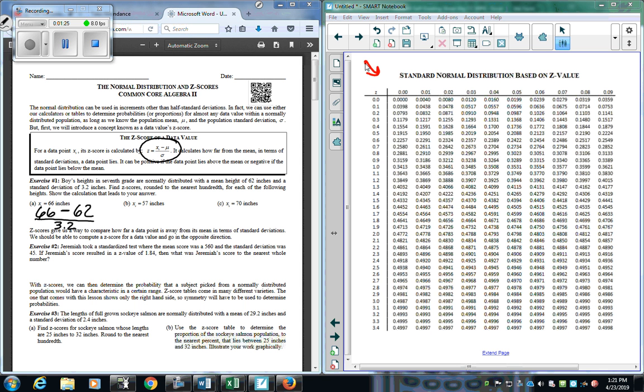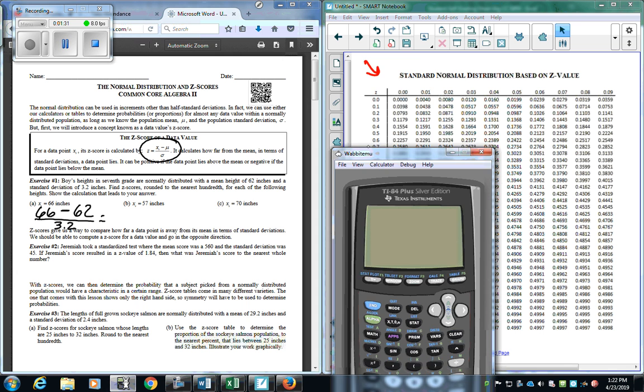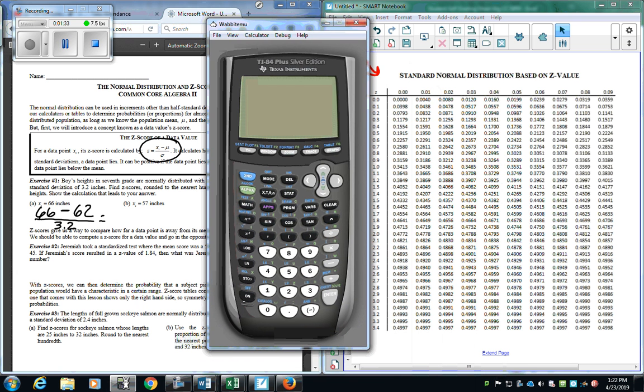So they want us to find that z-score. I'm going to take my calculator and do alpha y equals. I got 66 minus 62 over 3.2. I'm going to round this to the nearest hundredth. In this case, I don't need to, but the z-score would be 1.25.